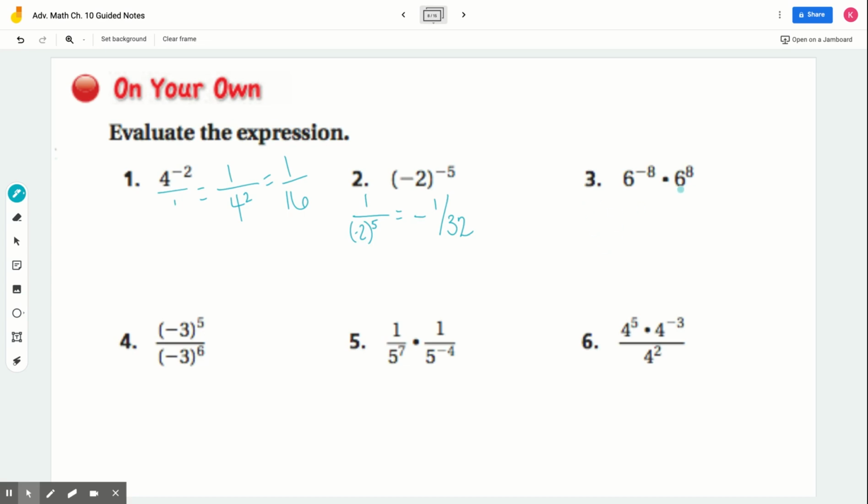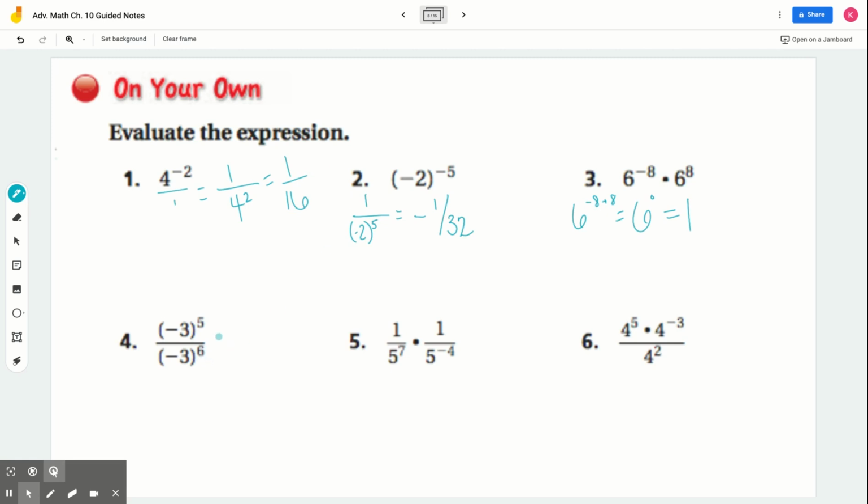So now looking at the next one, negative 8 and 8. Now remember, here we add the exponents. Negative 8 plus 8 is 0. So this is 6 to the 0 power, which is simply 1, because any number that is not 0 to the 0 power is 1. Now go ahead and try the next few on your own.